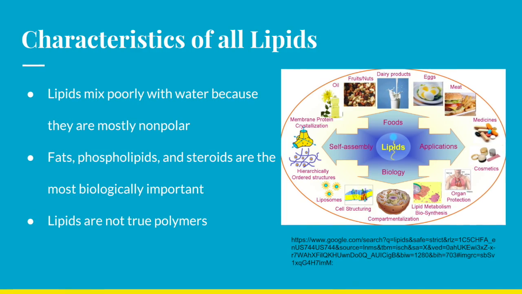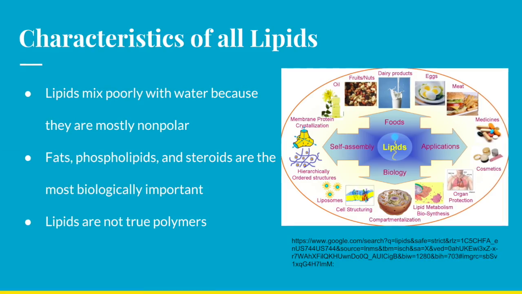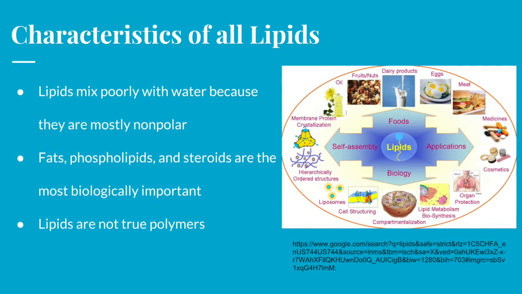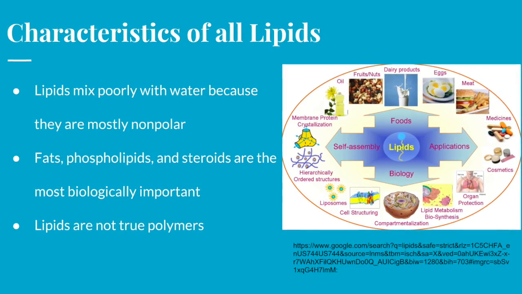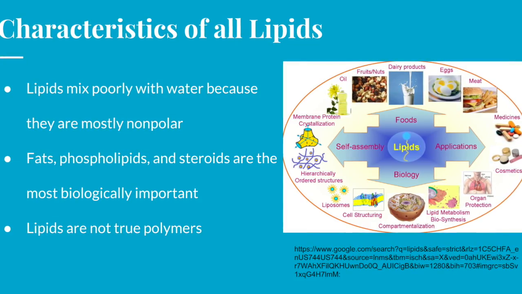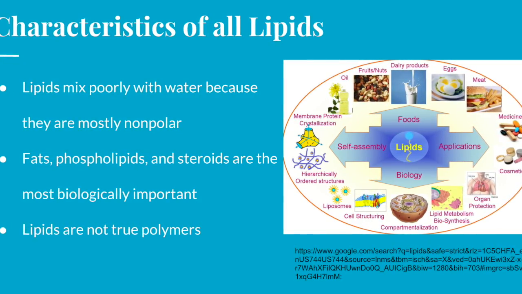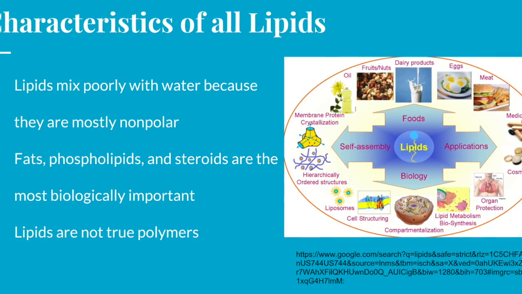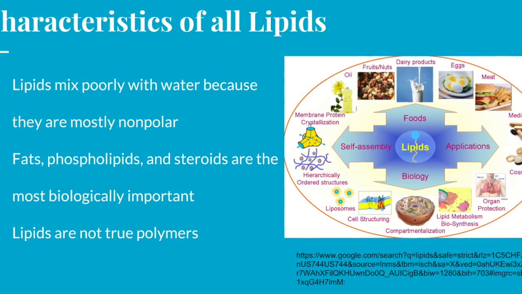Characteristics that all lipids have are that lipids mix poorly with water because they are mostly nonpolar. Fats, phospholipids, and steroids are the most biologically important of the lipids, and lipids are not true polymers. They are not a repeated monomer again and again like most other macromolecules. They are a combination of glycerol and fatty acids.